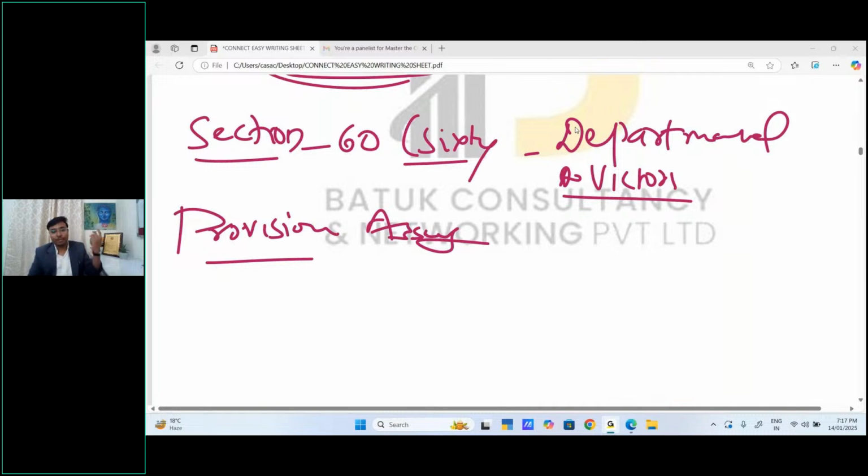Section 44, the first 4 is my books, another 4 is GST. So both are equalized in case of annual return. So section 44 is related to annual return under GST.